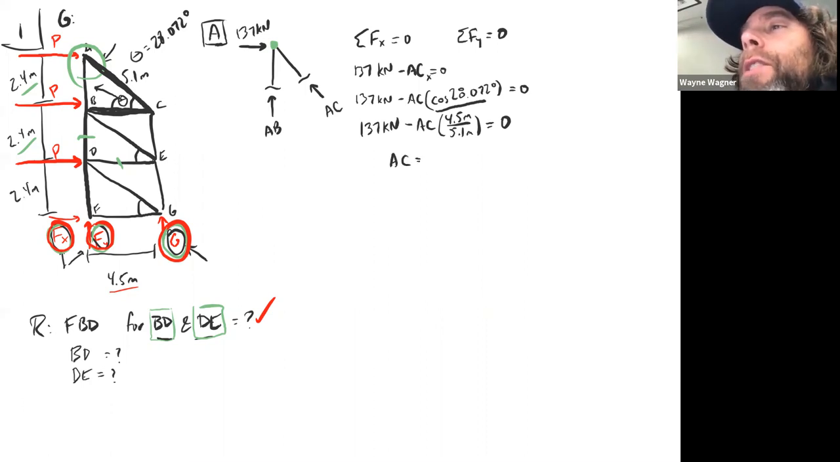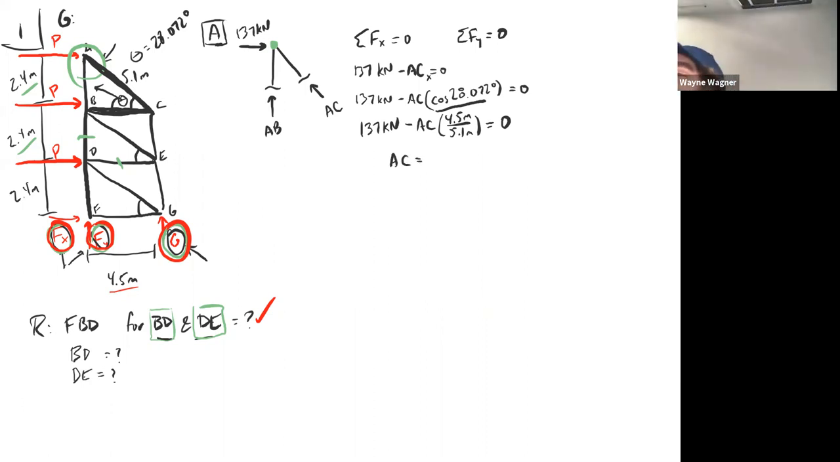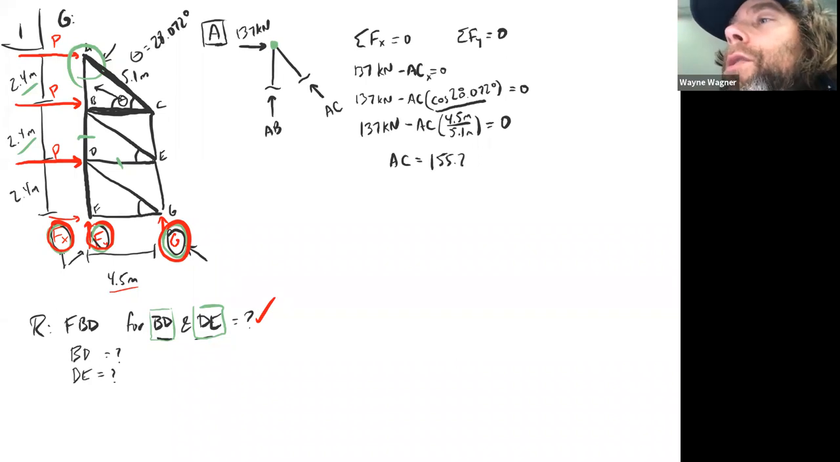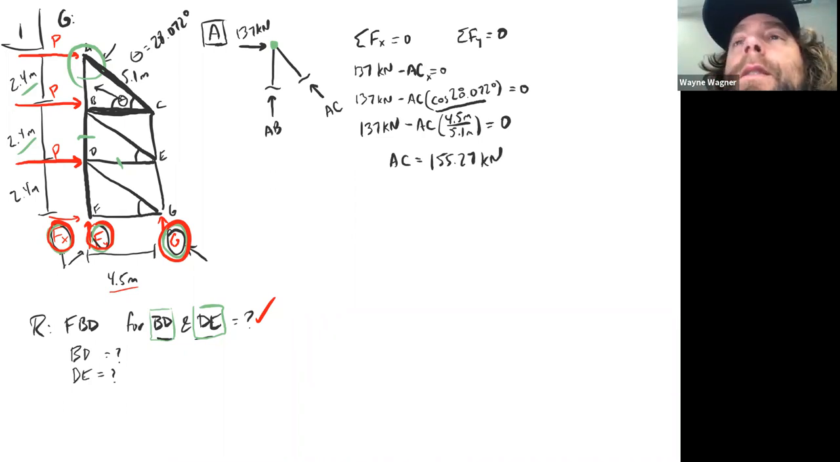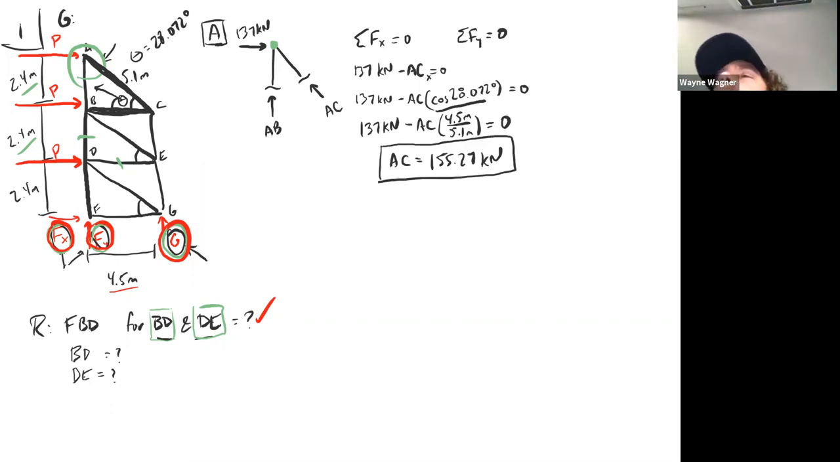So this comes out to AC equals, either way you use it, if you want to use the cosine of 28.072, that's fine too. We end up with 137 times 5.1 divided by 4.5 equals 155.27 kilonewtons. Notice it has a positive sign, so that's going to be compressive. We assumed compression, we got compression, we're happy.